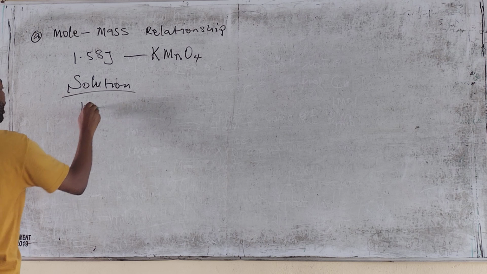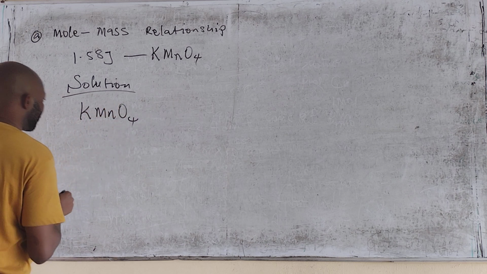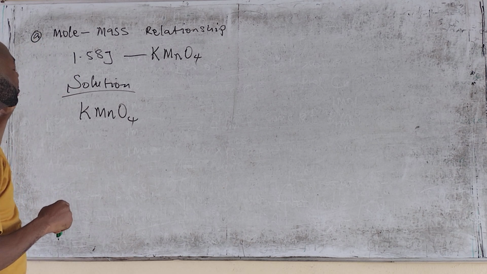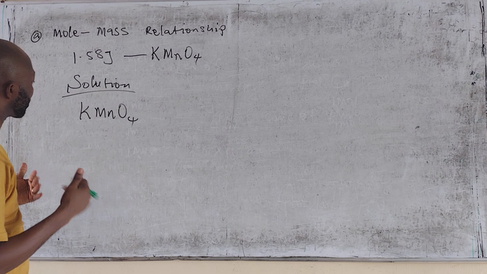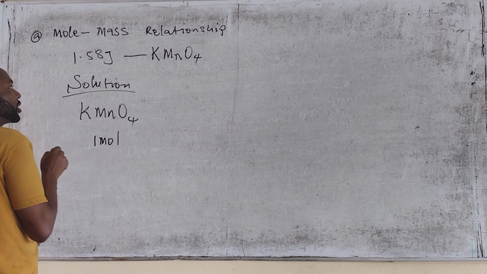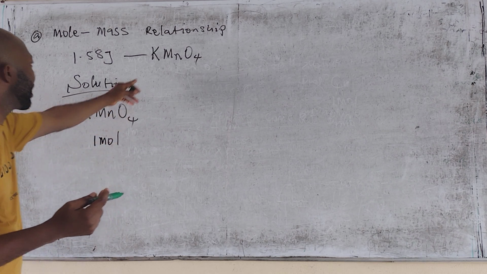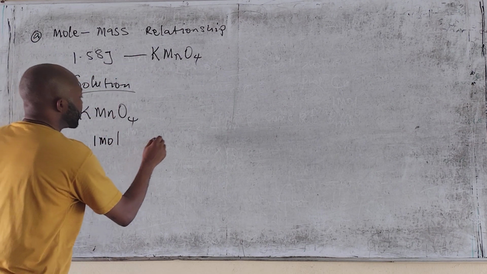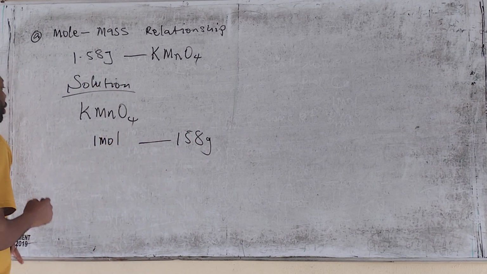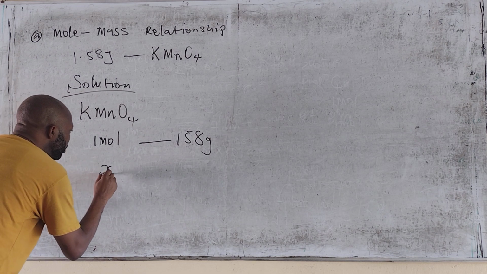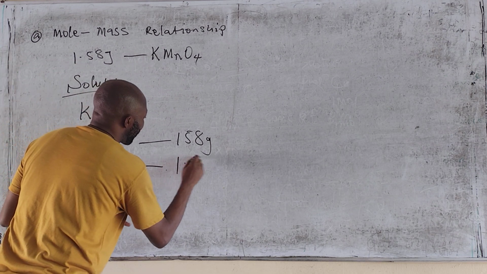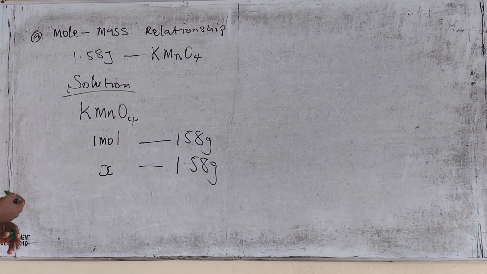So, solution. Now I have my KMnO4. It is mole-mass relationship. That is the standard. So I want to begin. 1 mole of this is equivalent to how many mass of KMnO4? The relative molecular mass of this is equivalent to 158 grams. Now, how many moles of KMnO4 will give me 1.58 grams? That is the question now.